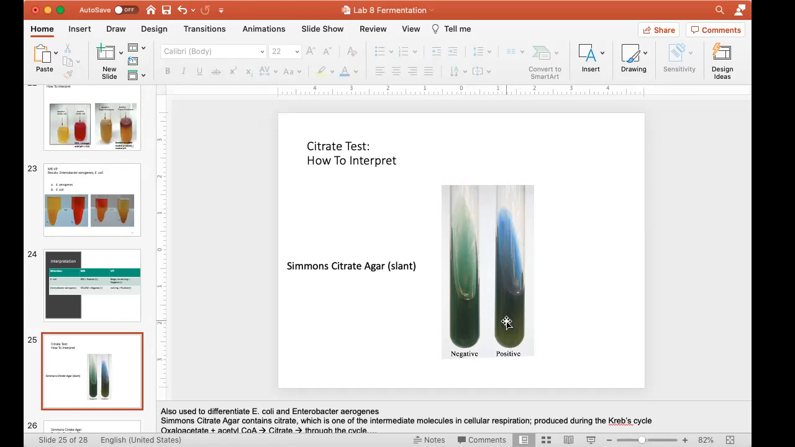Now you can make or purchase Simmons citrate medium as a broth, but most people that I've encountered anyway, most people use it as a slant. It's just super easy.